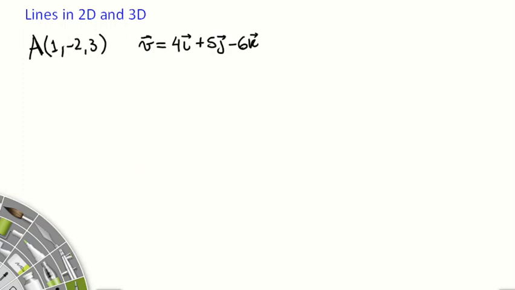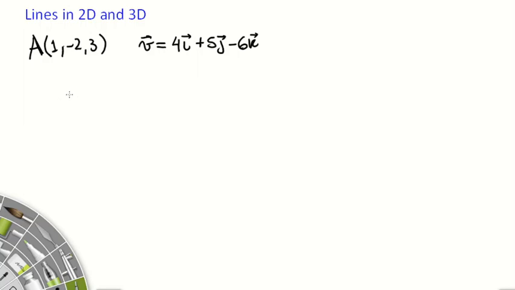Now let's go for a case in 3 dimensions. So this is in 3D. We've got a point A, (1, -2, 3), and also our direction vector. So we can now develop our vector equation and our parametric equations.